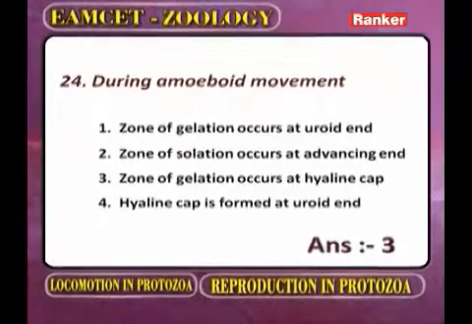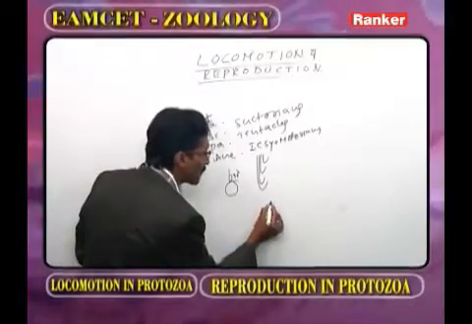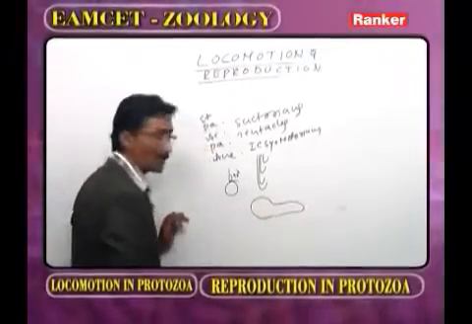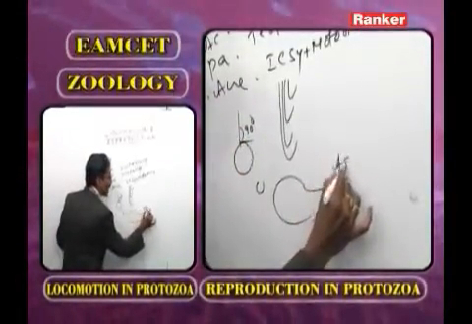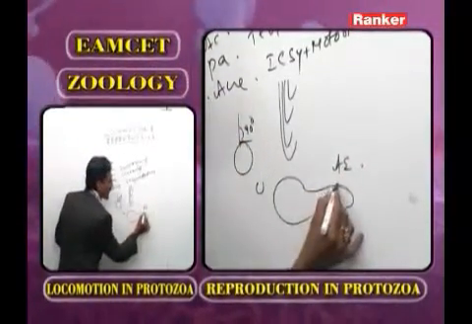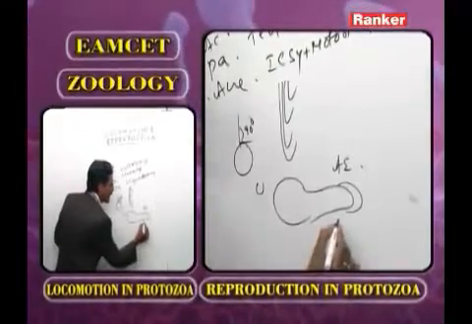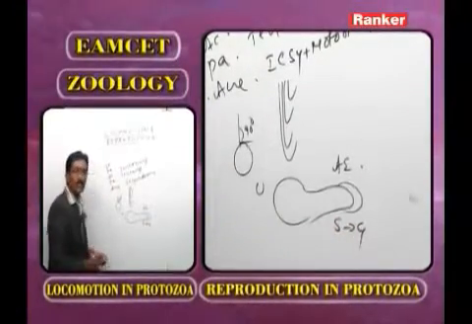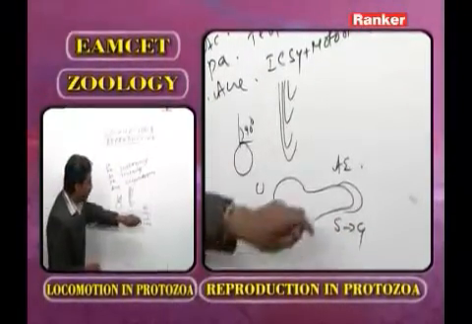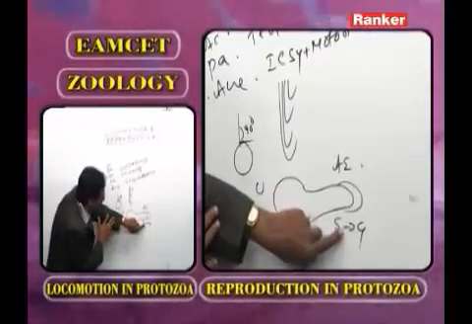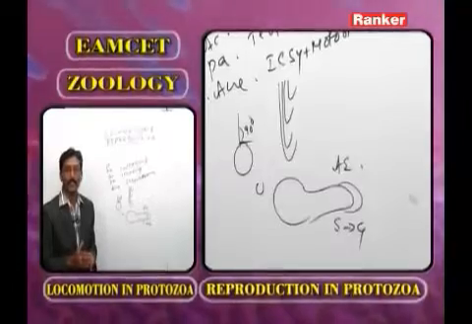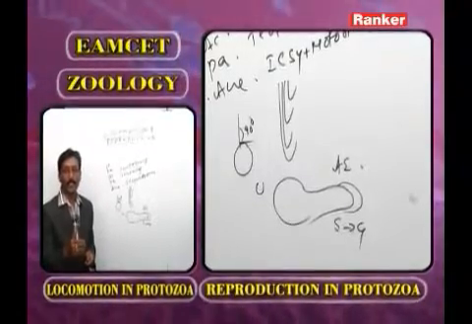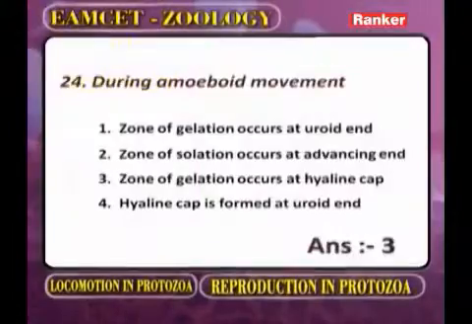Third, the zone of gelation occurs at the hyaline cap. As we observe, this is the body of the amoeba. This is the uroid or posterior end. This is the anterior advancing end. This is the hyaline cap. Here, sol becomes gel, that we call gelation. So, in the body, where does gelation take place? At the advancing anterior end. Students, in the next class we will discuss the earthworm life history.